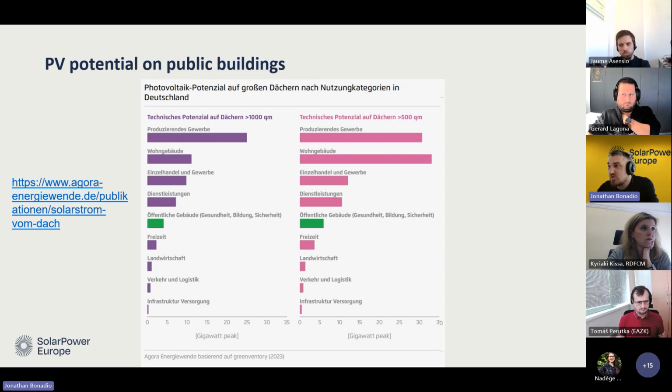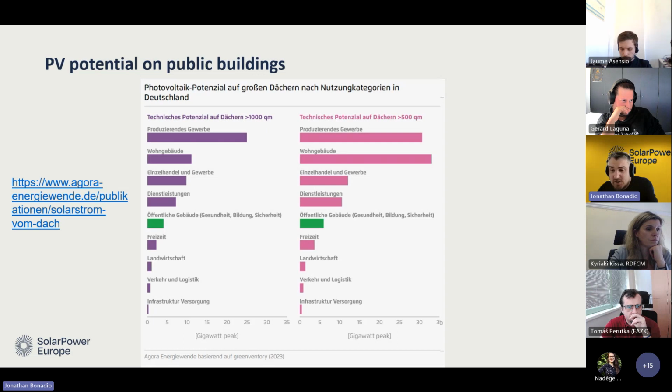So the first two big large bars are the industrial productive companies and the household, so the housing potential. So this is the highest potential with between 30 and 35 gigawatts potential. And the public building is the bar that I highlighted in green here. It's around 7 gigawatt potential for all public building, which means that we are slightly above 5% of total capacity being installed on public building, which is quite good actually in Germany, and which might be quite similar in other parts of Europe. We didn't have the data for other parts of Europe, but there is definitely a potential on public building.